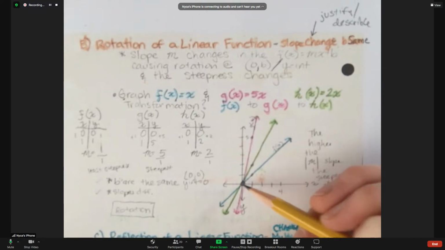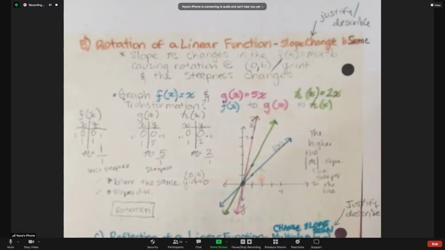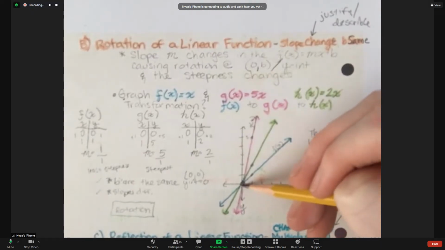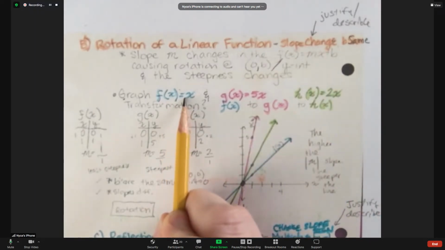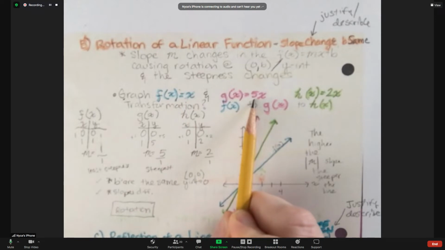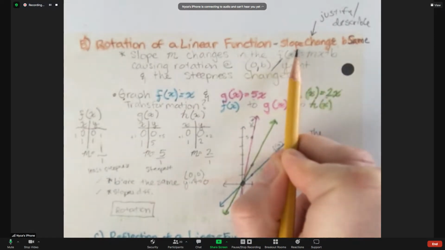So that means the solution, or your intersect, moving into systems of equations, the next chapter, is right there where they intersect. That means when you plug in 0, 0 into any of these equations, you get the same answer. But how do I know it's rotation? You look at the equations: the slope is 1, the slope is 5, the slope is 2. First thing that triggers in my head, slope changes.